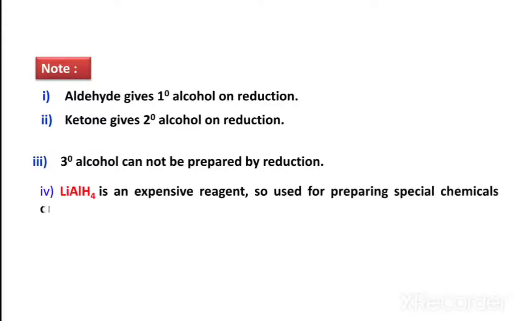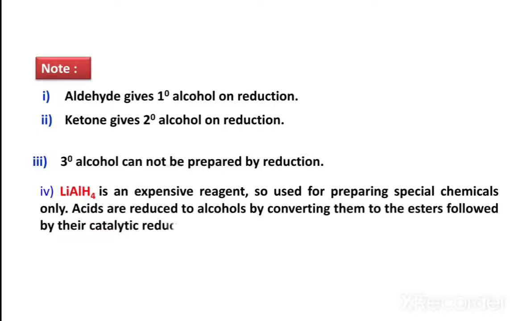Lithium aluminum hydride is an expensive reagent, so it is used for preparing special chemicals only, and acids are reduced to alcohol by converting them into esters followed by their catalytic reduction. That means the acid will first be converted into an ester, then it will be reduced by catalytic reduction.